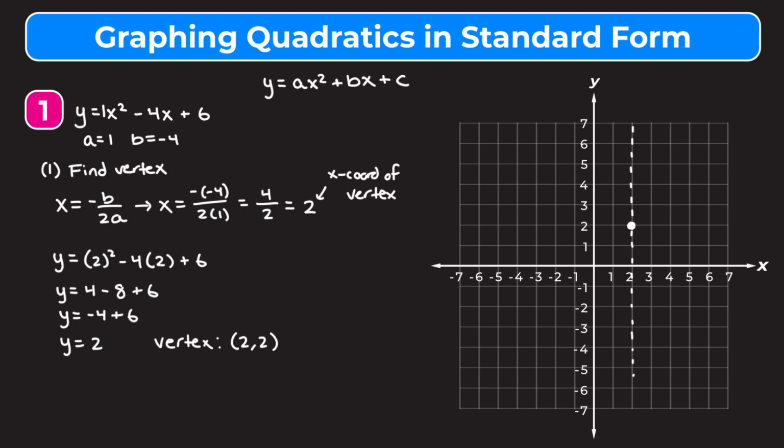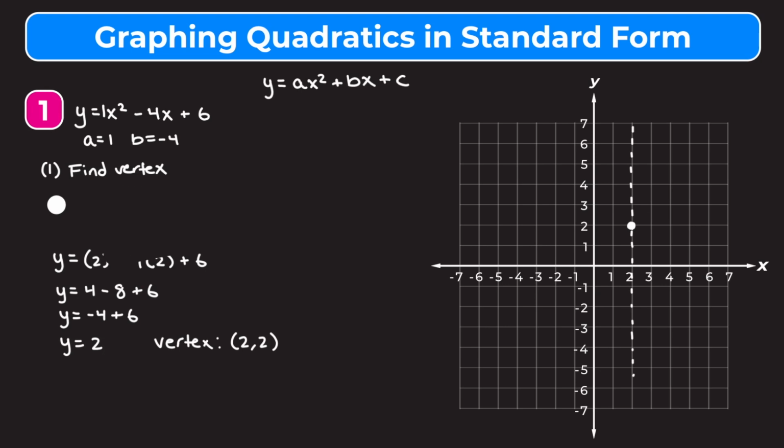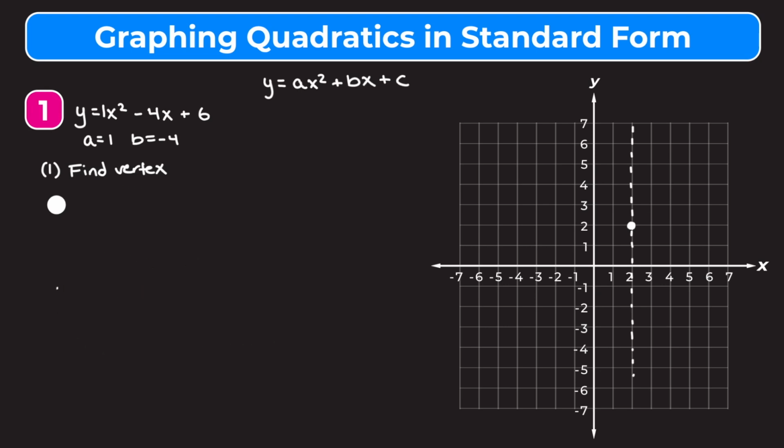And I'm actually just going to erase everything under find the vertex. And I will just rewrite our vertex underneath it so that we have some more space. So we knew that our vertex comes out as 2, 2. And then for step 2, we are going to find 2 points. So to find 2 points, we're just going to pick any 2 x values. I typically pick x values right around the axis of symmetry.